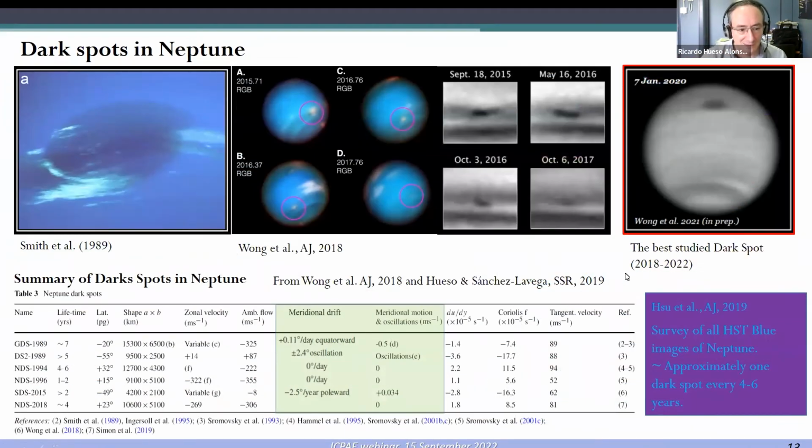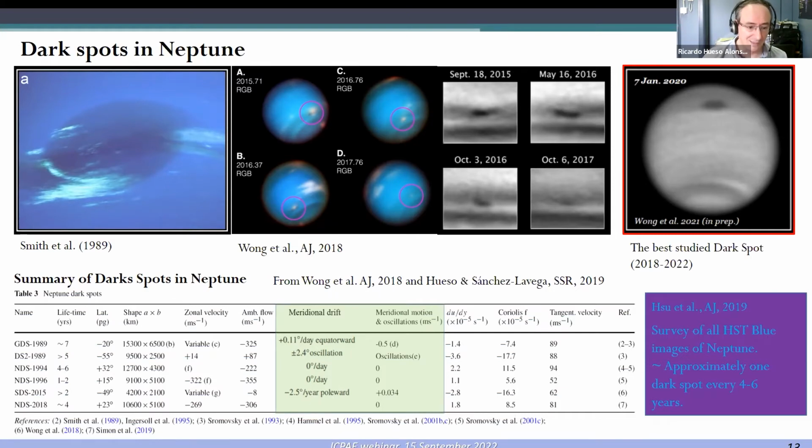So again, these are different views of different dark spots. The biggest one, or the best one, that we observed with Voyager in 1989, and some of the most recent ones. This is the one that is currently active in the northern hemisphere of Neptune. And because these dark spots are only observable in short wavelengths, we can only observe them with Hubble. It's very, very difficult to observe these dark spots with adaptive optics.